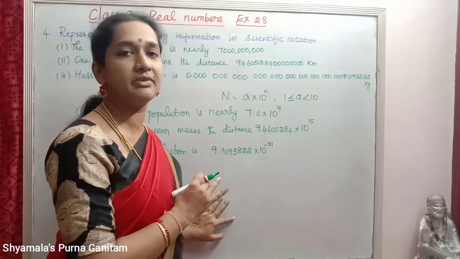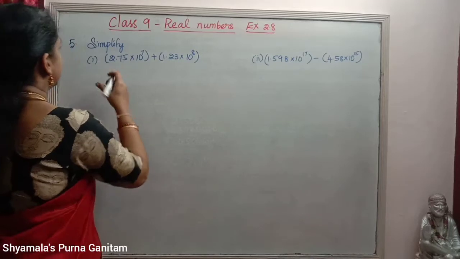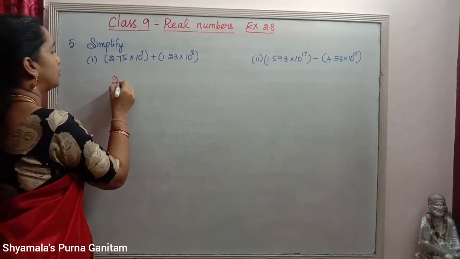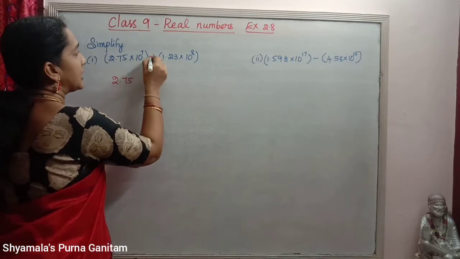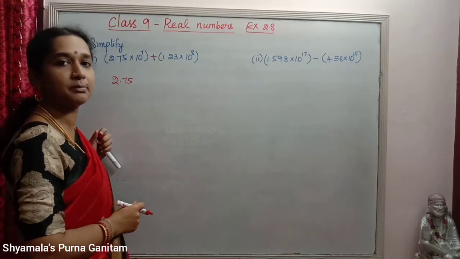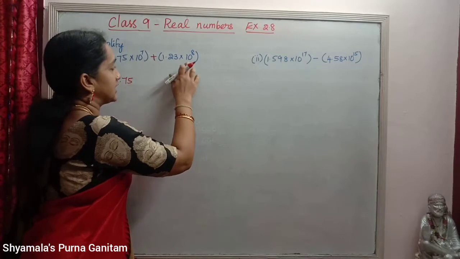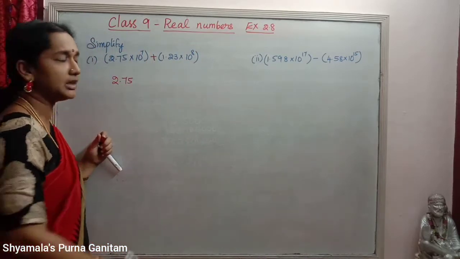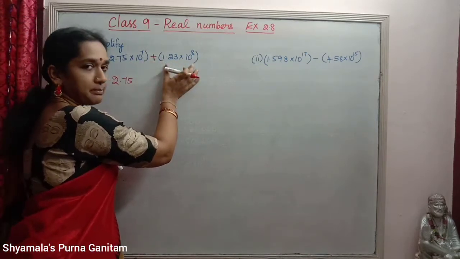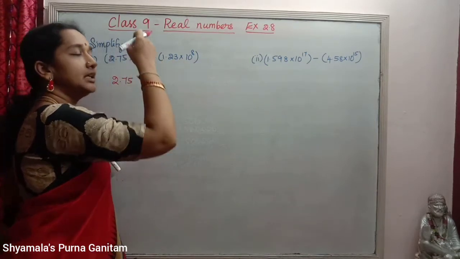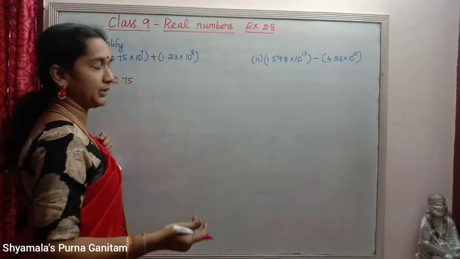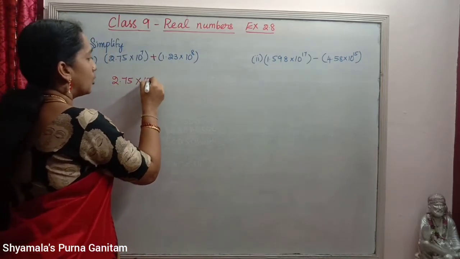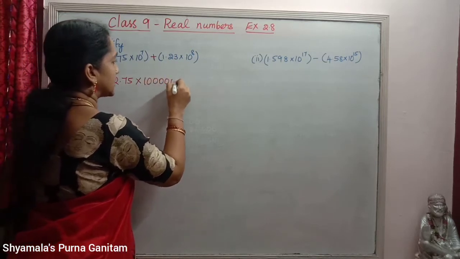So this sum is very, very important. Fifth one is simplify. First sum: 2.75 into 10 power 7 plus 1.23 into 10 power 8. Here we have an addition symbol in between. If we have a multiplication symbol, we can keep the base and add the powers, but here we have addition. So we will simplify both numbers separately, add them, then write the answer in scientific notation. So 2.75 into 1 followed by 7 zeros.